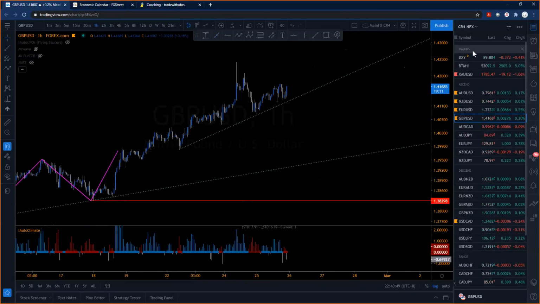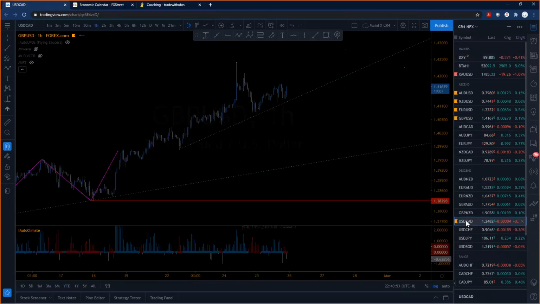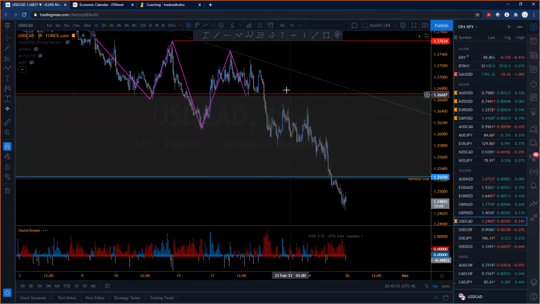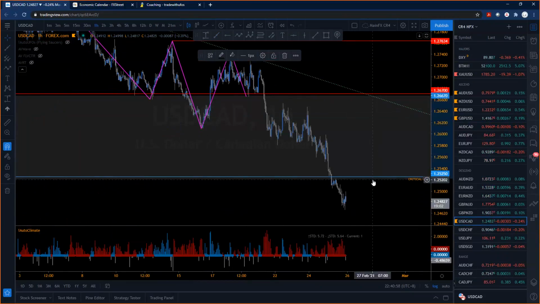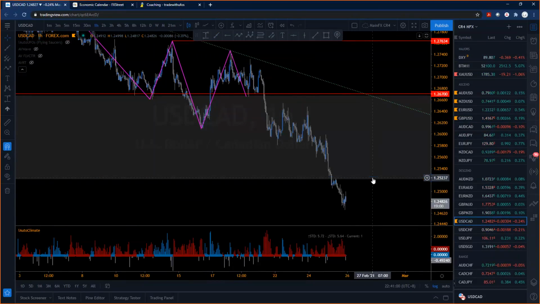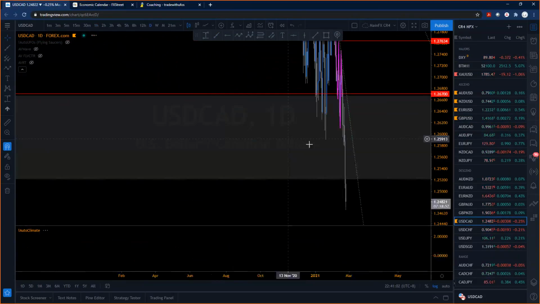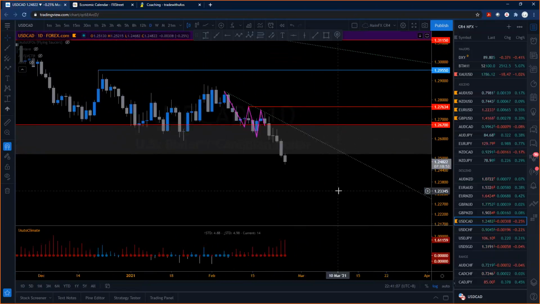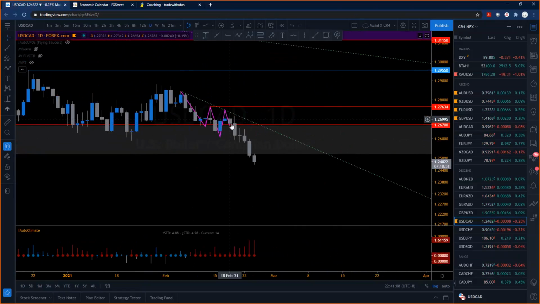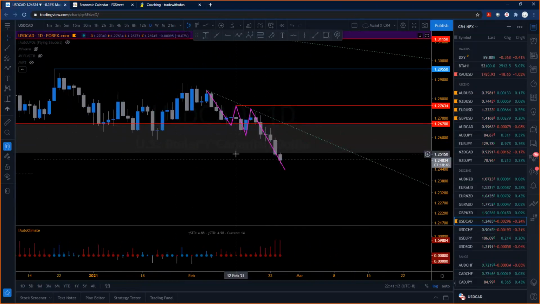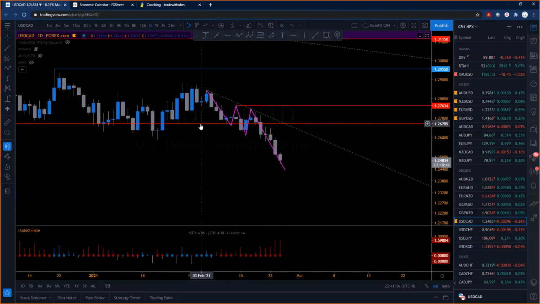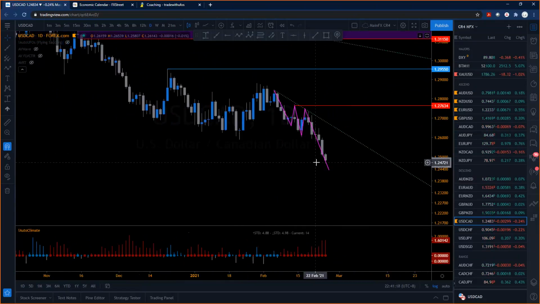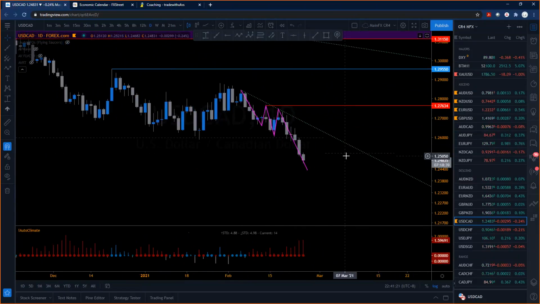We talked about gold. Dollar index is what it is. US dollar CAD, again, the same sort of thing. I mean, we've broken these lows. Okay, let me just go back to the daily, that is probably the best. All right, we're in this downtrend here. Prices are just continuing to zigzag lower. So you can't fight these trends.